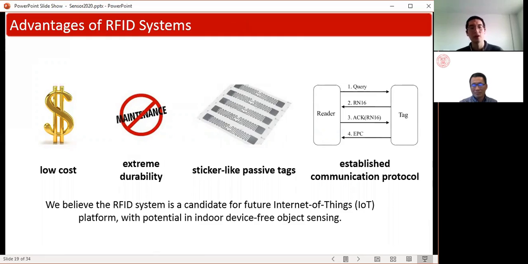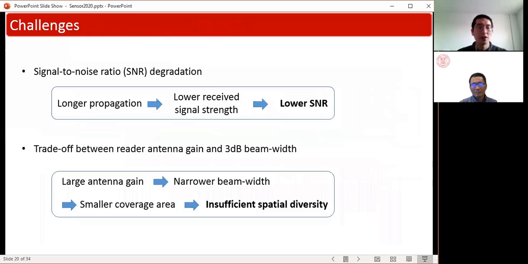Therefore, we believe that RFID system is a candidate for future IoT platform with potential indoor device-free object sensing. However, there are some challenges imposed by implementing the RFID for indoor sensing tasks. First, signal-to-noise ratio is seriously degraded in a large room due to longer propagation channels and multipath reflections.